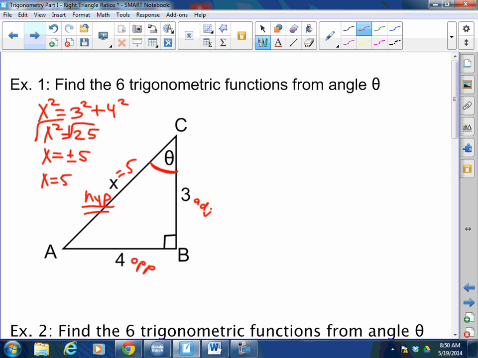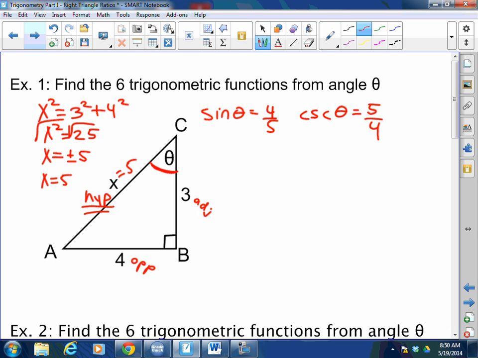Okay? So I want to find all 6 trigonometric functions. Easy. So the sine of theta. Sine of theta is opposite over hypotenuse, so it equals 4/5. Let's find the reciprocal. The cosecant of theta. That's the reciprocal, so that'd be hypotenuse over opposite, which is 5/4.